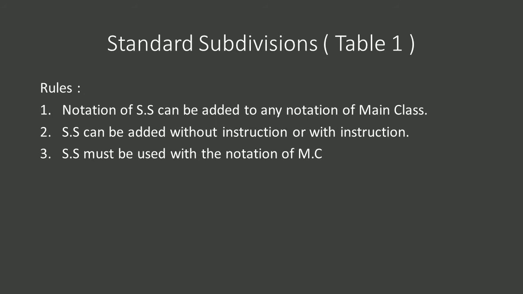But here the term dictionary, this notation is a common notation for all the main classes, and this notation is enumerated in DDC in a table. In DDC there are 7 tables, and standard subdivision is one kind of table. This notation is enumerated in Table 1. So there are 7 types of common notations for all the main classes, and out of these 7 types, standard subdivision is one of them.